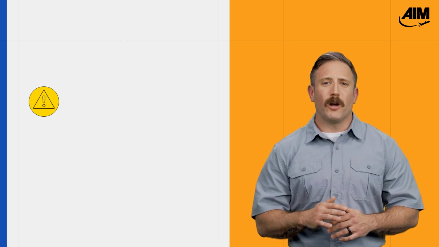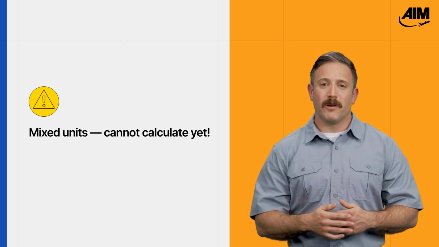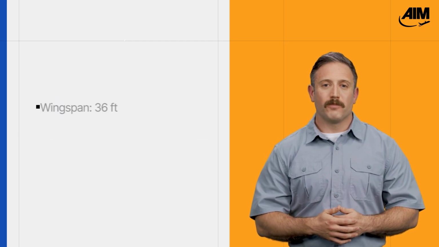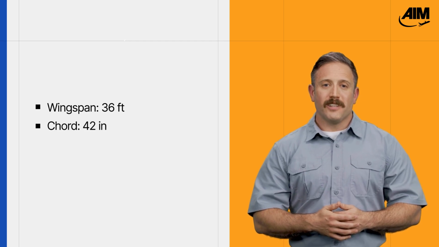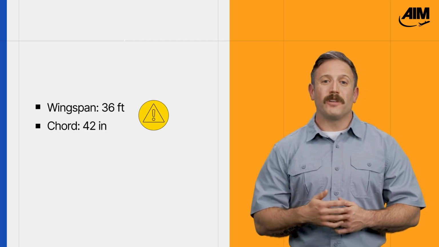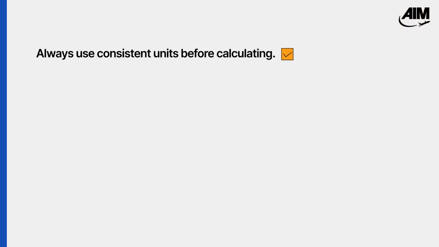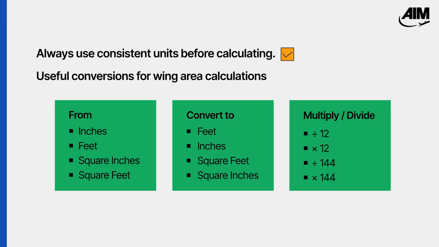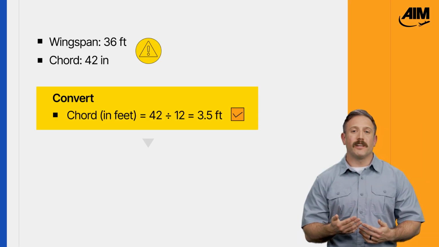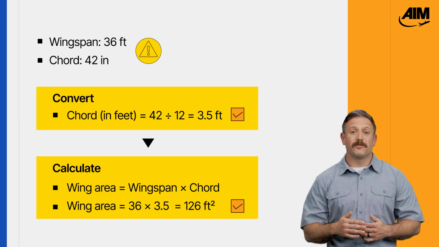But here's where things often go wrong. It usually comes down to units. If one value is in feet and the other is in inches, you can't just plug them into the formula. You've got to convert everything to the same unit first. Feet with feet, inches with inches. Otherwise, the math won't hold.